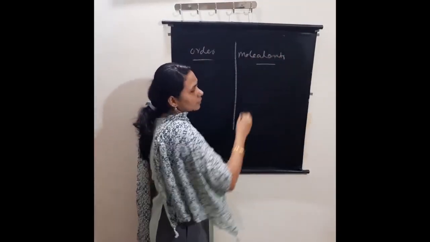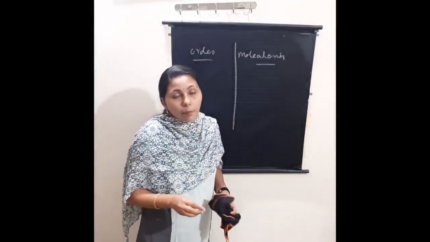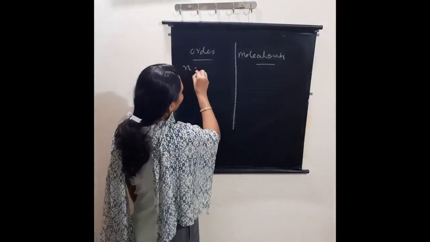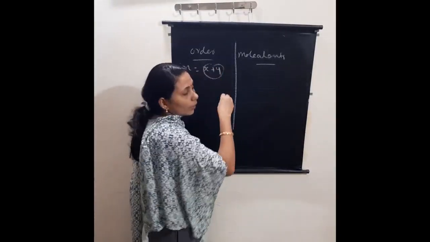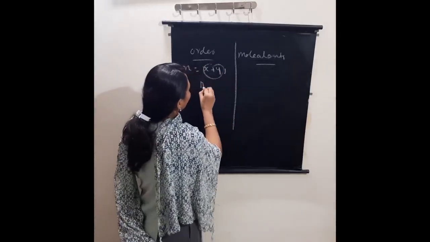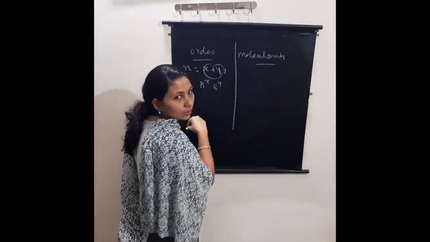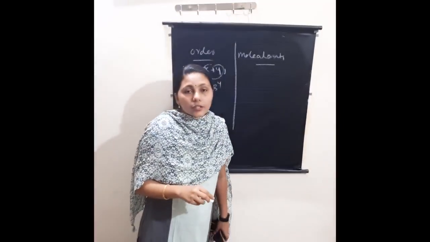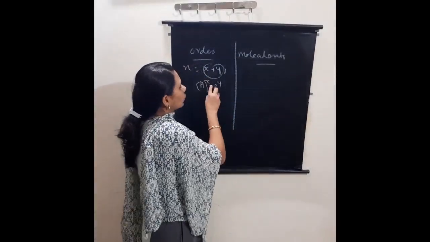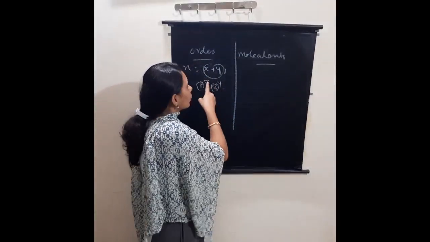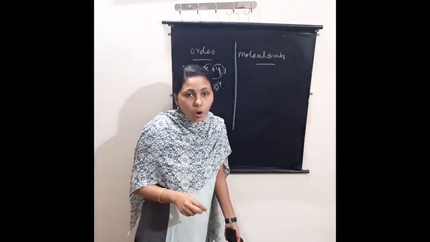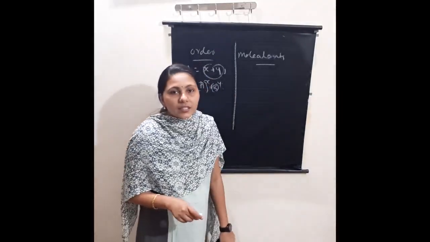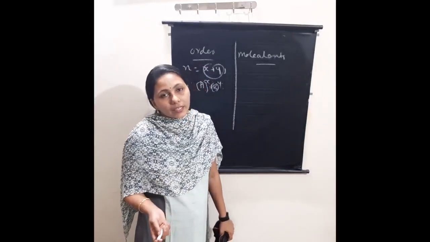Order means, as in the last class, it is the sum of the exponents in a rate law expression. Remember n equals x plus y. Here x and y were the exponents. You remember A raised to x, B raised to y. That x plus y gives the exponents. So the rate is the concentration of A raised to x into the concentration of B raised to y. So order is the sum of exponents in a rate law expression. But molecularity is the number of reacting species involved in a reaction.